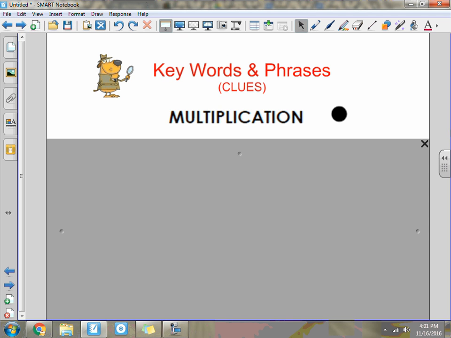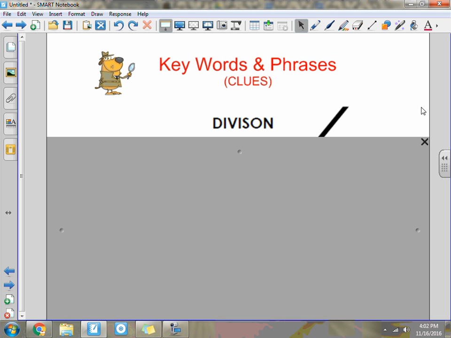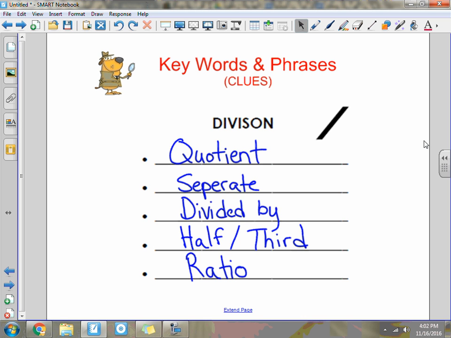Next, we're going to talk about multiplication. Words like times, product, of, twice, double, triple, quadruple, keeps on going. All of these words can give you a clue that you are working with multiplication in your math problem. And then last, we're going to fill in division. Words like quotient, separate, divided by, half, or third, and even the word ratio can give you a clue that you're going to be using division in your math problem.